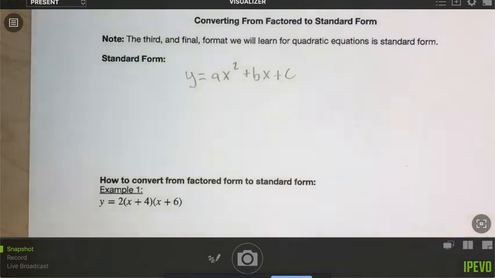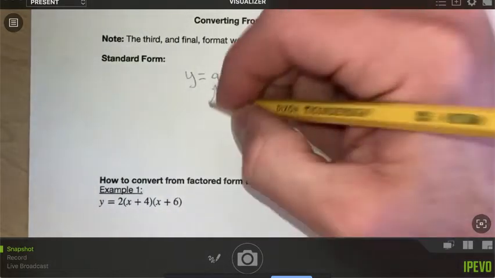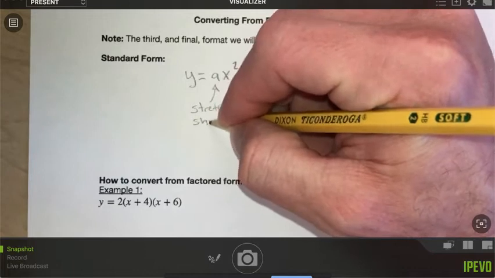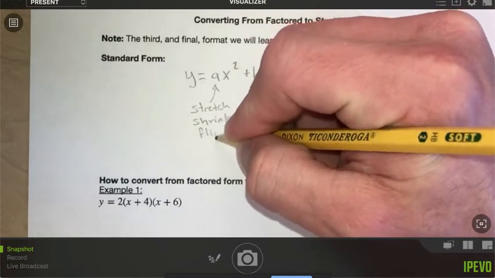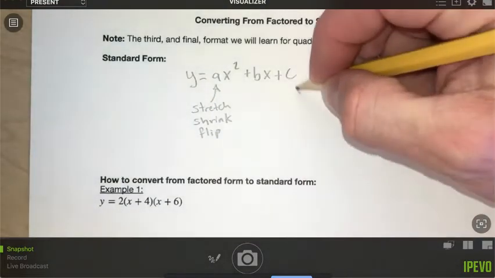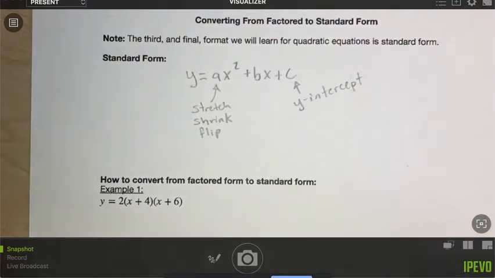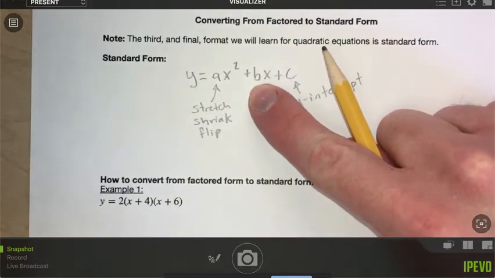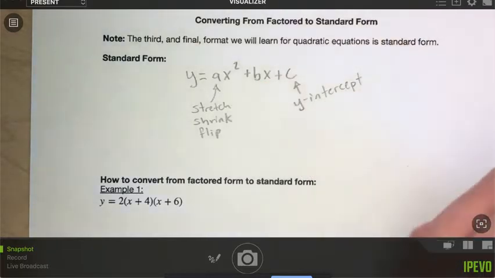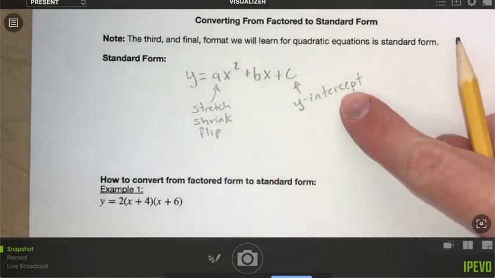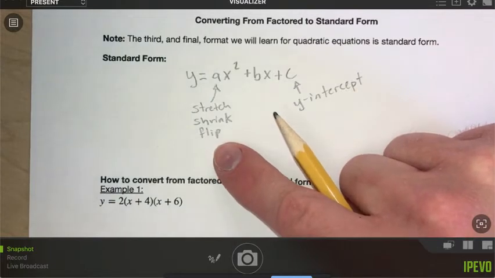All right, the problem with this one is it's not necessarily one you can immediately get from a graph. It does contain the a value, which we already know can stretch, can shrink, or can flip. This c value actually ends up being the y-intercept. The problem is that b doesn't represent anything on the graph. So we, once again, can't really figure out this equation from the graph itself. We'll see that the y-intercept matches up. We'll see a stretch factor, but that's about all we can see.